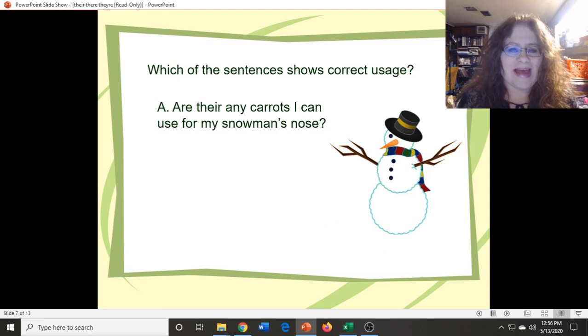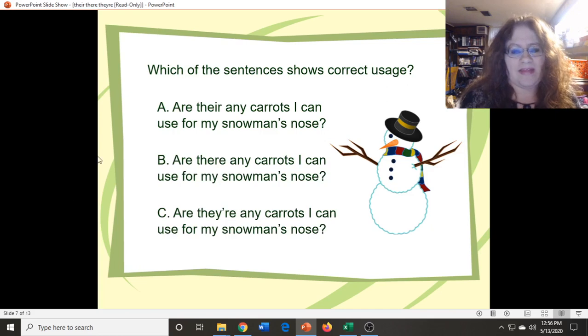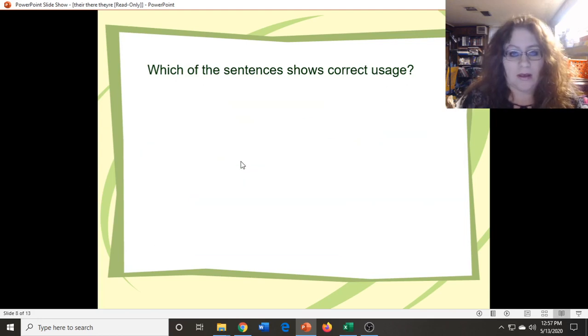Are there any carrots I can use for my snowman's nose? All right, let's go to they are, the contraction. Are they are any carrots I can use for my snowman's nose? Does that make sense? No. So I've got are their, T-H-E-I-R, possession, or there, T-H-E-R-E, like position. It's not showing possession. It's not saying their carrots. It says are there any carrots. So the answer would be B. The word is matched with the word are, there are. Good. All right, next one.